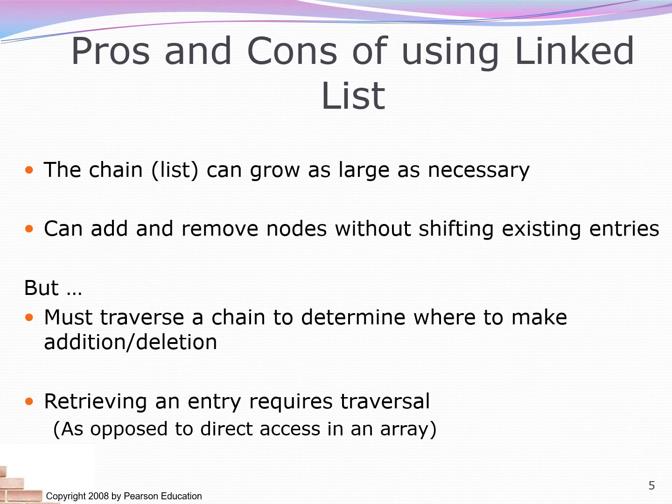The good thing about using linked list is that the chain or the list can grow as large as necessary, because you can add as you like. And you can add and remove without shifting the existing entries, like the one that we see in the array list and also in the array. When you want to add in the middle especially, you have to shift the elements after it to the back. So all the elements will be shifted to the back, and the index will be increased for each of the elements. The same goes when you want to delete.